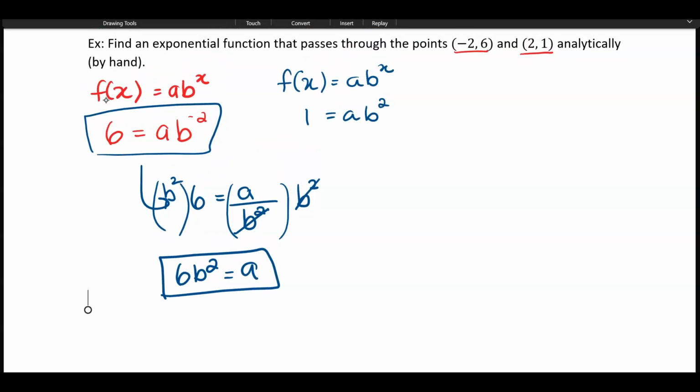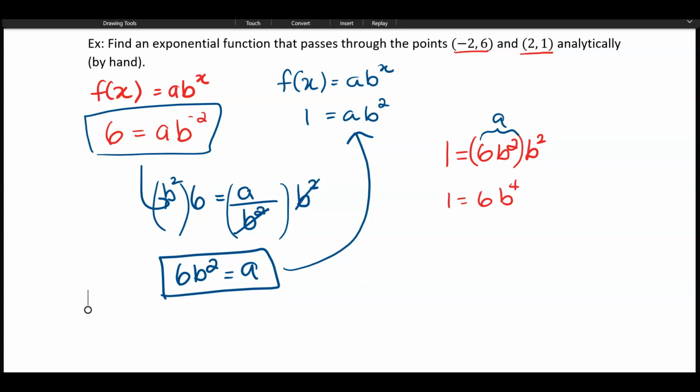So now I can take this and plug it in to this equation here. So now I would have 1 equals, and I'm going to replace a with 6b squared times b squared. So remember, this was my original a. Now let's do the algebra here. So notice that we'll get 1 equals 6b squared times b squared. That's going to give me a b to the 4th. So let's divide both sides by 6. And I end up with 1 over 6 equals b to the 4th.